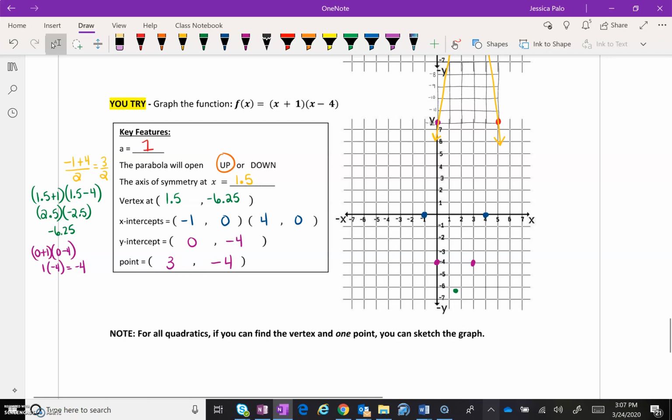When we plug in 0 for x, we get negative 4, so our y-intercept is negative 4. And then to be symmetrical, we put in another point at 3, negative 4. Now I can draw the lines for my parabola.